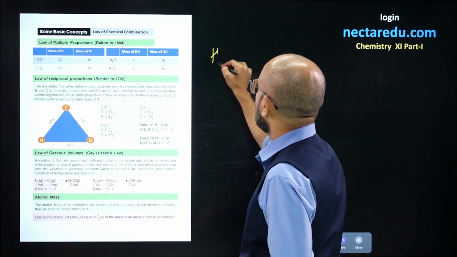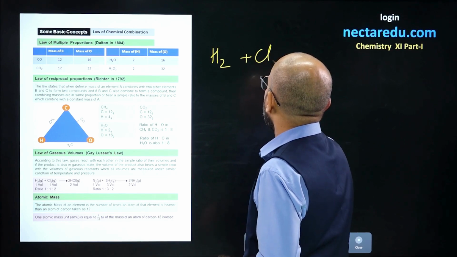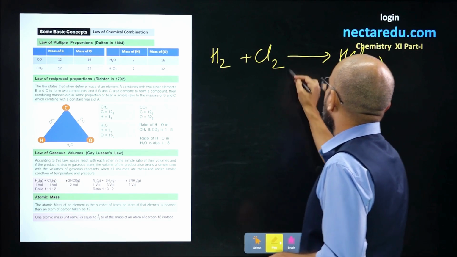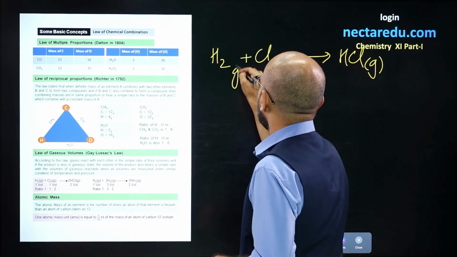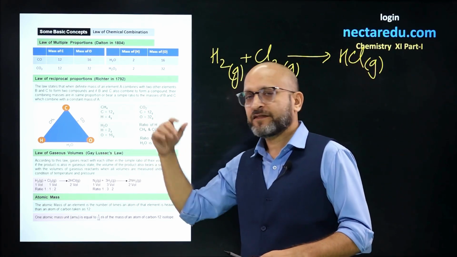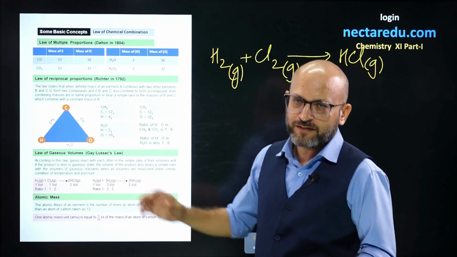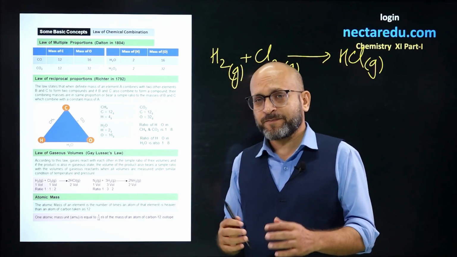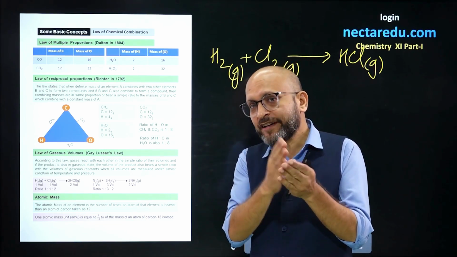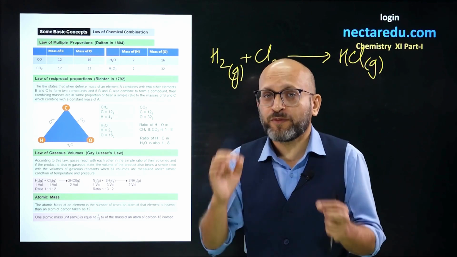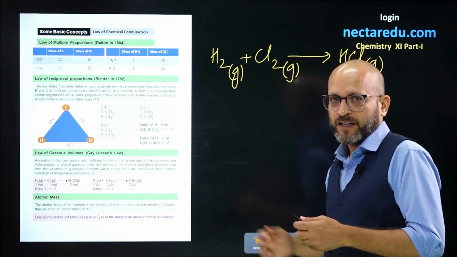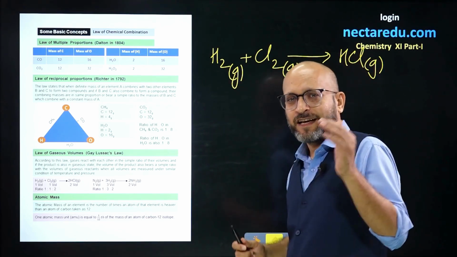If we take a reaction, hydrogen plus chlorine react to give HCl, hydrogen chloride gas, right? All these are gases. So what does this law say? The law of gaseous volume was given by the scientist Gay-Lussac. What he told us is that if two gases are combining, the mole ratio of gases is the same as the volume ratio. You didn't get that, right? I'll explain it over here. What is the mole ratio?